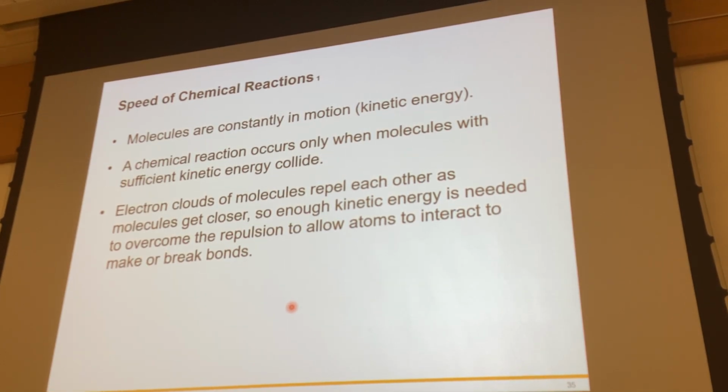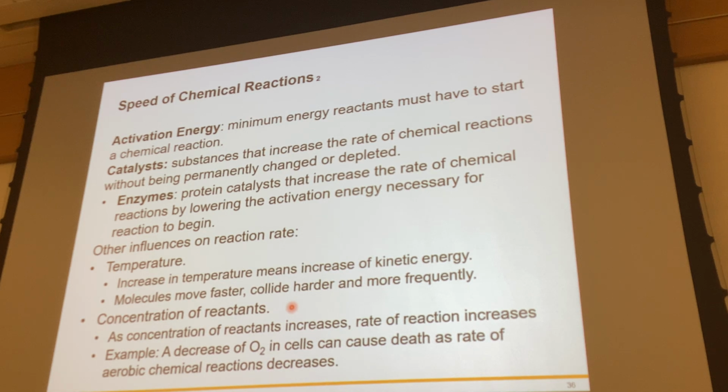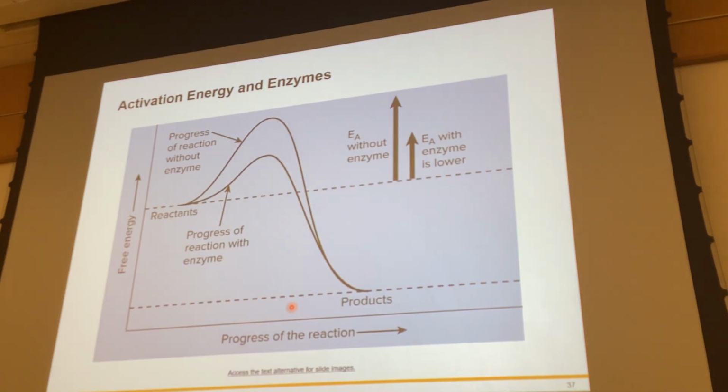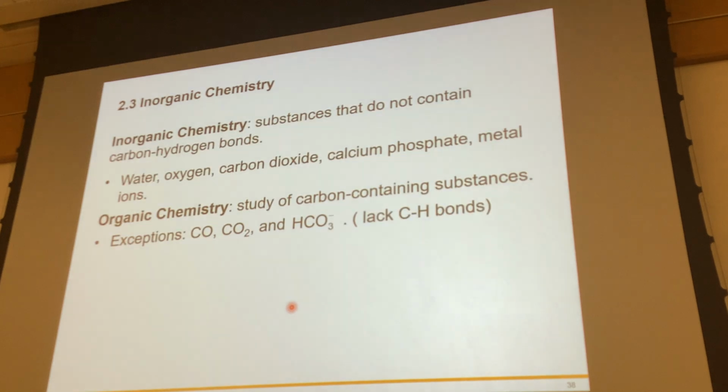We're not going to worry about the speed of chemical reactions, but generally speaking, if there's a high concentration of these compounds, the rate will go up. If there's lower concentrations, the rate will go down. So we're going to skip this part right here.